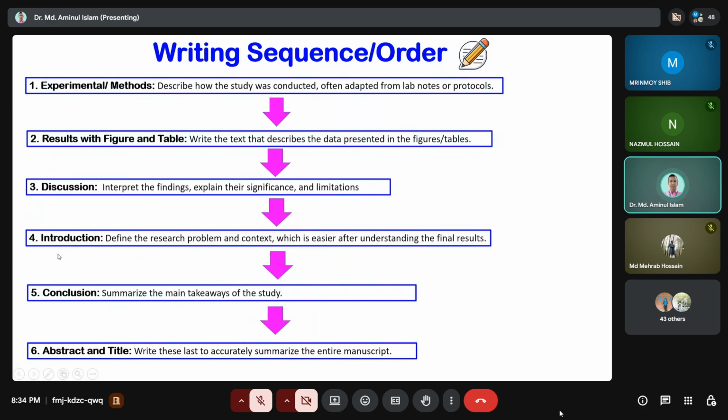Then write the introduction. You can write your introduction by defining the research problem and context, which is easier after understanding the final results. Then you can write the conclusion, summarizing the main takeaways of the study. Lastly, you can write the abstract and title. So write this last to accurately summarize the entire manuscript. So this is the writing sequence or order for a manuscript.